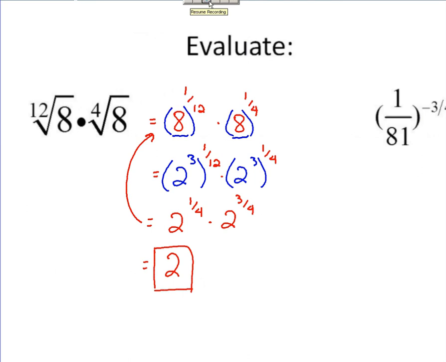Okay, if we try the second one, on the second one, what I might do first, since I see the negative exponent outside here, I might go ahead and create a reciprocal idea where I take this 1/81st that's inside the parentheses, flip that over, and bring it down here. Make this equal to 81, right? That's the reciprocal of 1 over 81. It'd be 81 to the positive 3/4 power now.